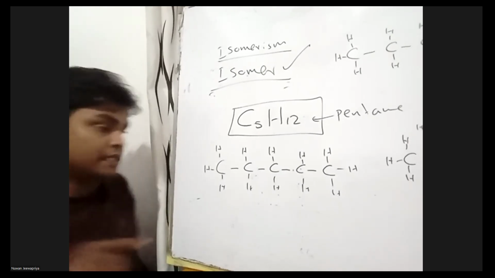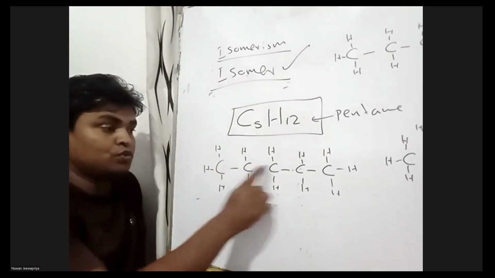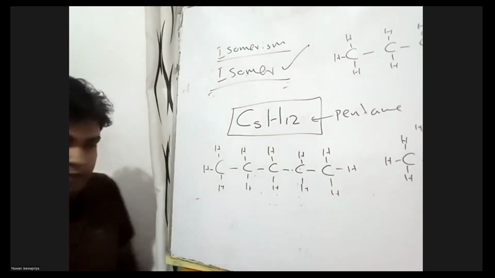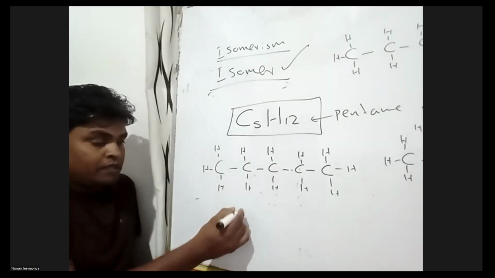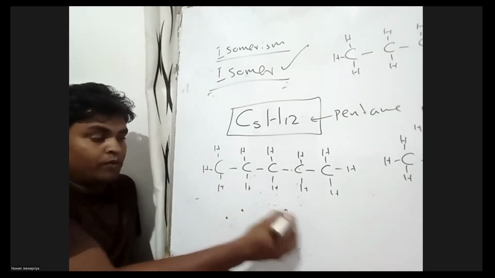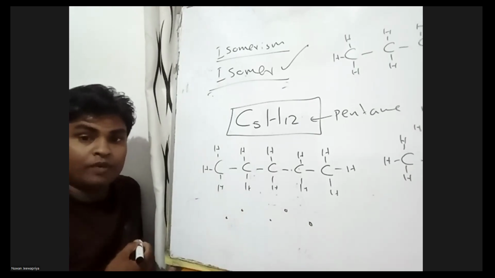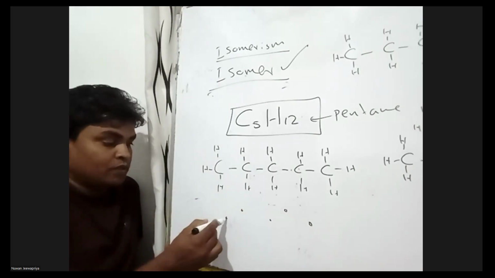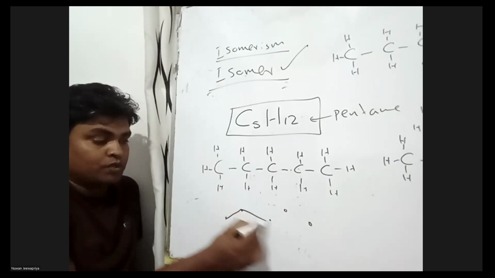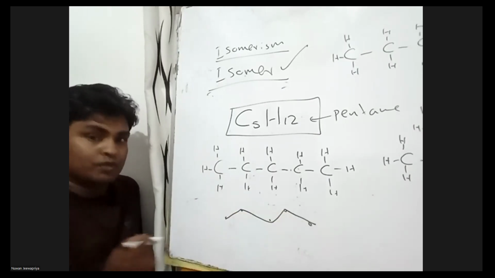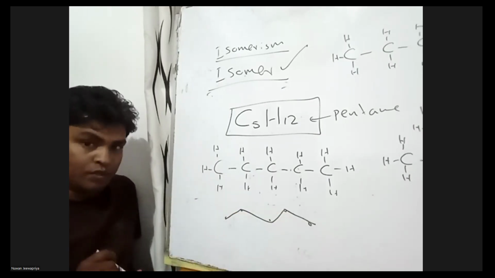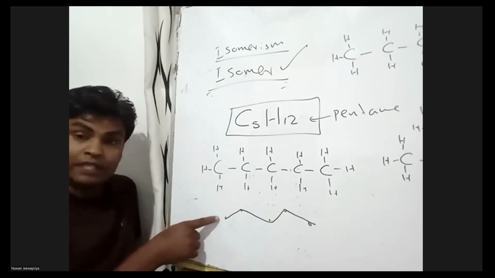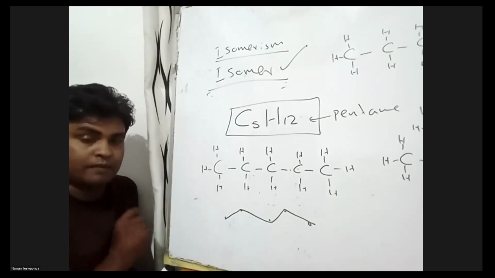It's something like this. If I consider 1, 2, 3, 4, 5 carbon atoms, here 1, 2, 3, 4, 5 dots are put in a zigzag pattern. Join these 1, 2, 3, 4, 5. So this is one isomer. This is called the skeletal formula for this one.